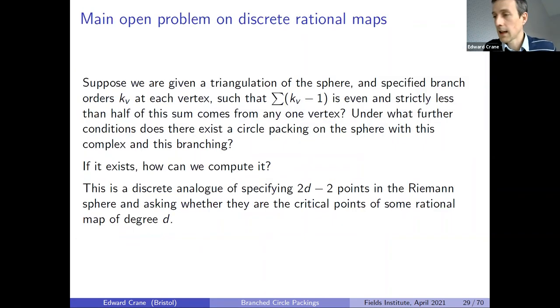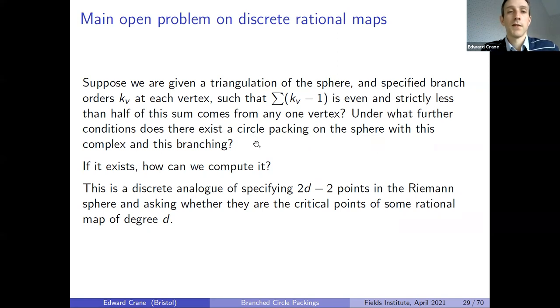Now, the problem that I wanted to advertise is this. Suppose you're given a triangulation of the sphere and you're given a set of vertices where the branching is supposed to happen, and you're told what the branch order is at each of those vertices. And suppose you satisfy the condition that the sum of (k_v minus one) is even, so that's supposed to be 2d minus 2, where d is the degree of the discrete rational map that we're about to make, and strictly less than half of this sum comes from any one vertex. So it's not just one of those discrete polynomial examples. The question is, what further conditions do you need to impose on this triangulation and the choice of branch orders to guarantee that there exists a branched circle packing on the sphere which has this underlying complex and the given branching?